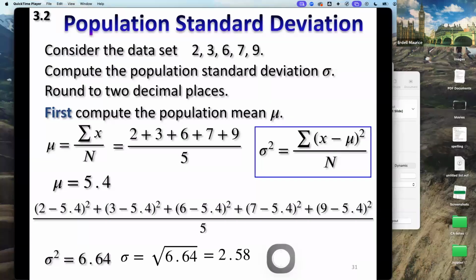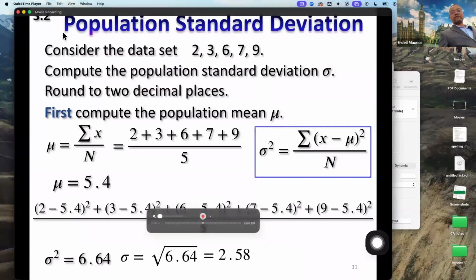The other one was 2.88. This is 2.58. The entirety of this difference is this 5 right here. It doesn't have a minus 1 next to it. Questions there?